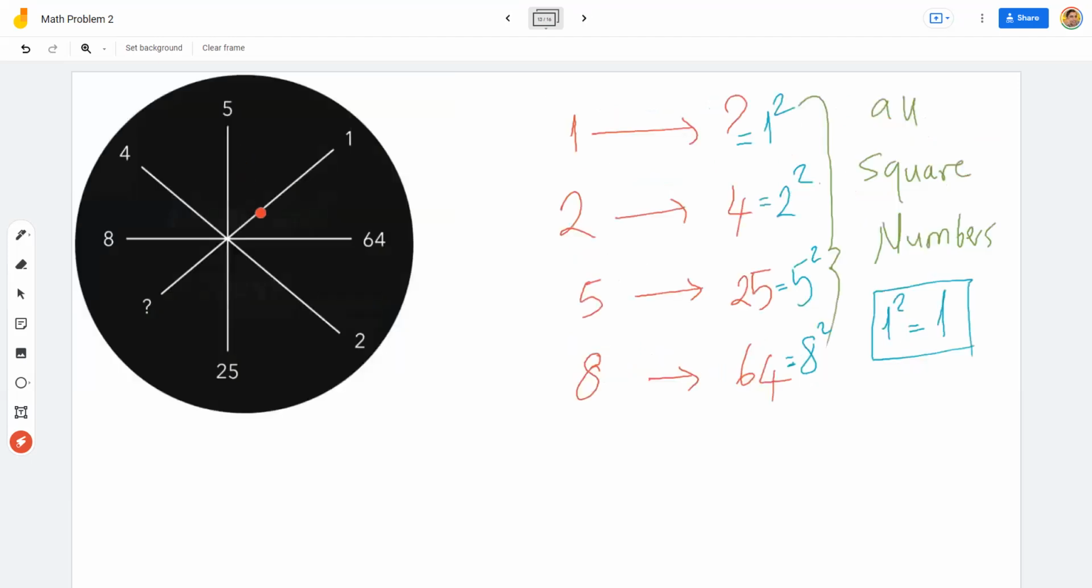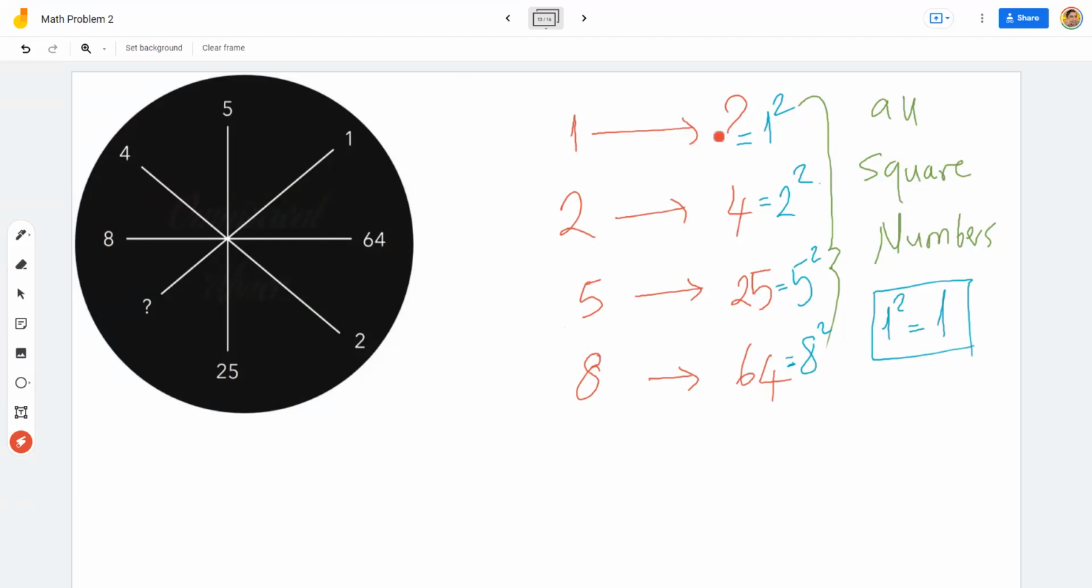In this question, again, we see this kind of question. So you need to find some relation between these two or the opposite numbers. Generally, they are related with the opposite. So let's check the opposite of 2, which is 4, opposite of 5, 25, opposite of 8, 64.